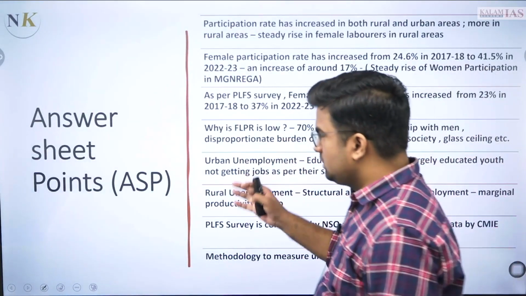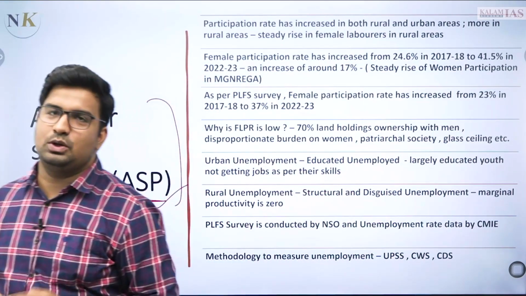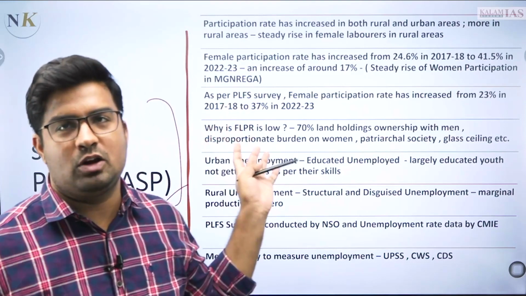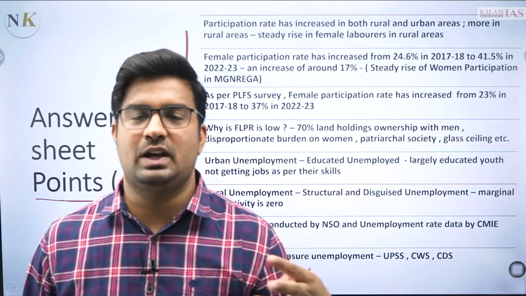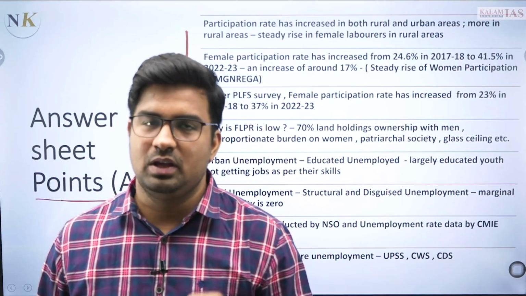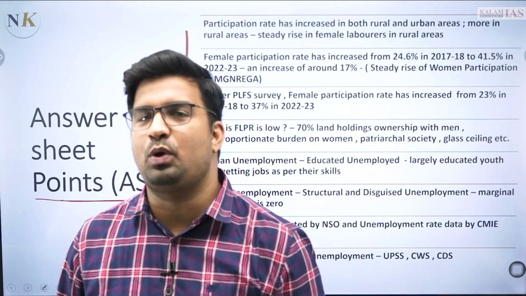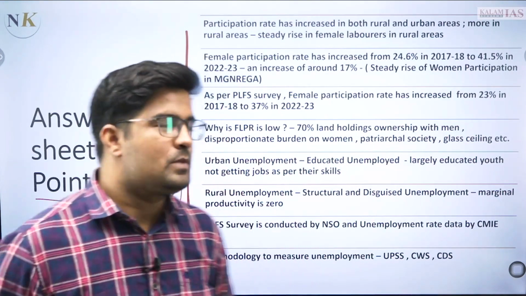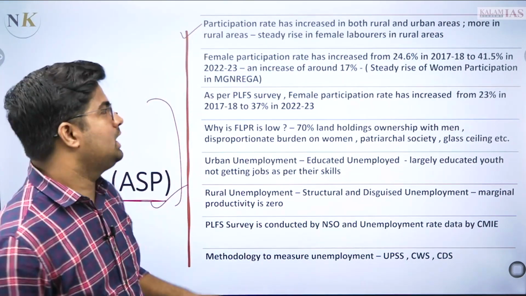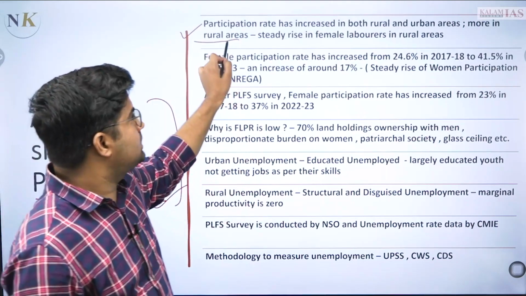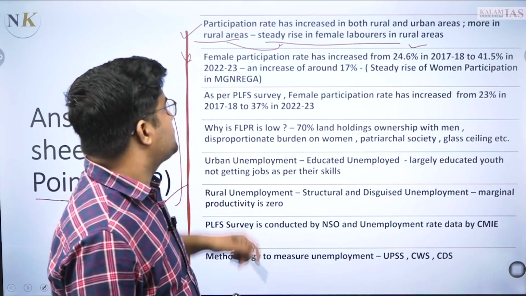Along with it, there are certain answer key points, answer sheet points from ASP, from Kalam IAS to you, along with certain important key components which we have discussed. You need to make a note of that because that is very much important from the prelims and mains perspective. Along with that, we have done more extraction, and these points will be very much important in your answer sheet copies. So these are: the participation rate has increased in both rural and urban areas, largely in rural areas, and there is a steady rise in female laborers in rural areas. That gives you a perspective.